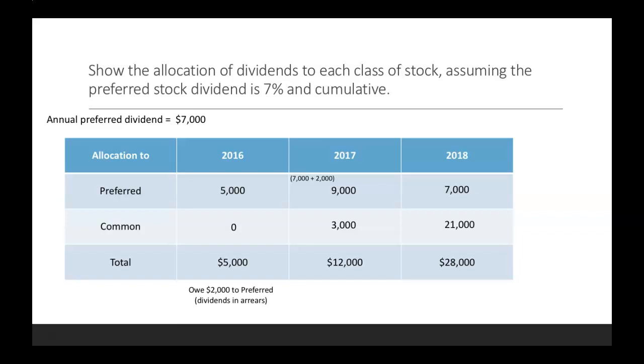So this is how you would allocate your cash dividends between preferred and common for each year. So remember, you find your annual preferred dividend first. You take your number of shares times the par value times your dividend percentage. That's how we got that $7,000. Then we break it up year by year.